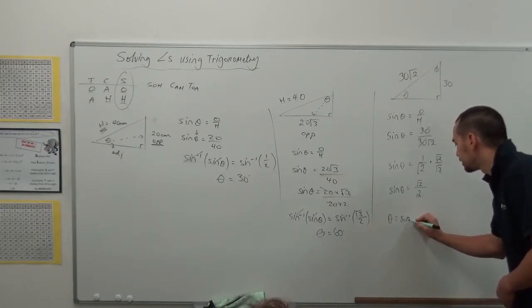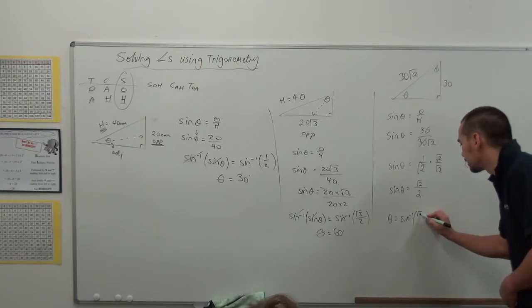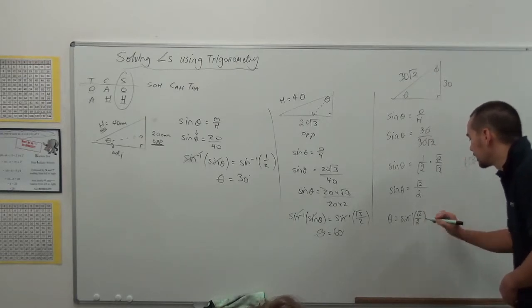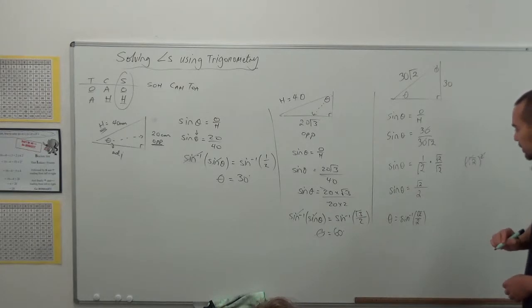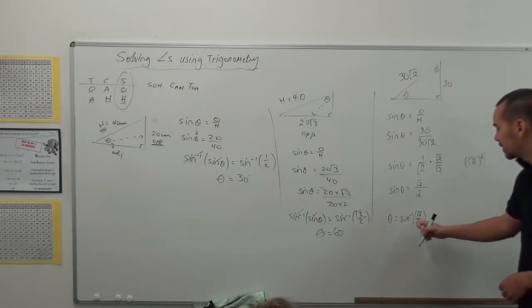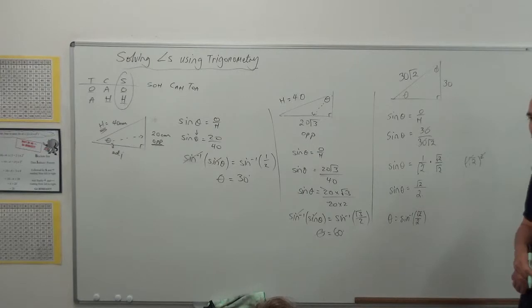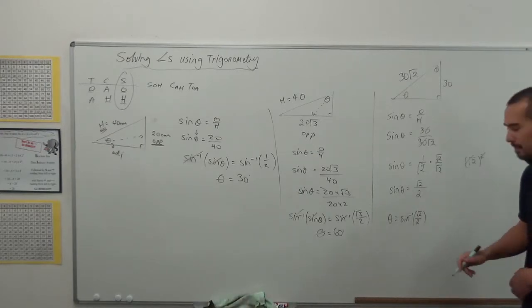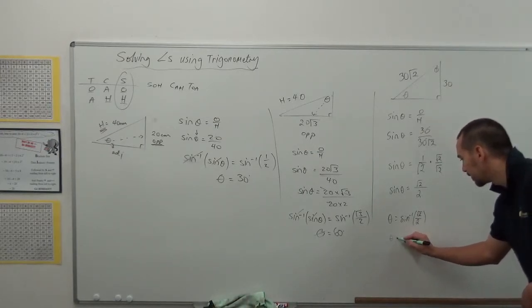Sorry, question. Would 1 on root 3 be the same as root 3 on 3? Yes, very good. Good generalization. And what is the sine inverse of root 2 on 2? 45 degrees.